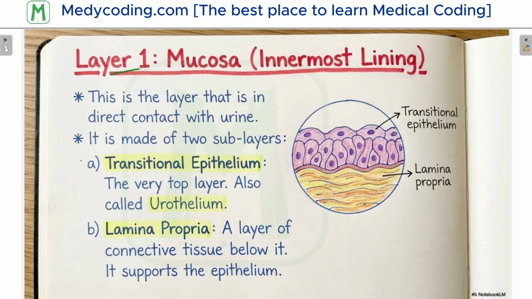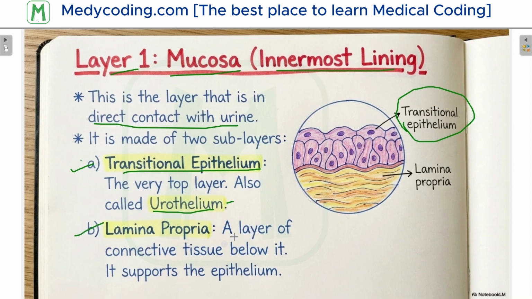So mucosa is the innermost layer of the urinary tract, and this layer is in direct contact with urine. So it is waterproof and leak proof. The mucosa layer is made up of two layers. The first is transitional epithelium, also known as urothelium. Urothelium, you may have heard this term in diseases like urothelial cell carcinoma or transitional cell carcinoma. So these are cancers of urothelial cells. The next layer of mucosa is lamina propria, and this layer supports the urothelium.